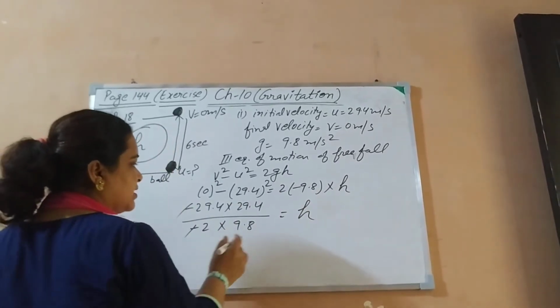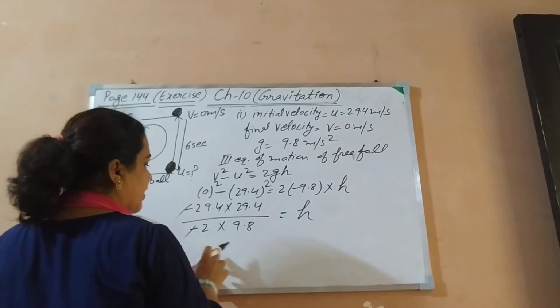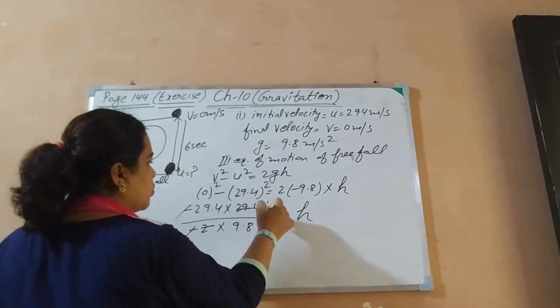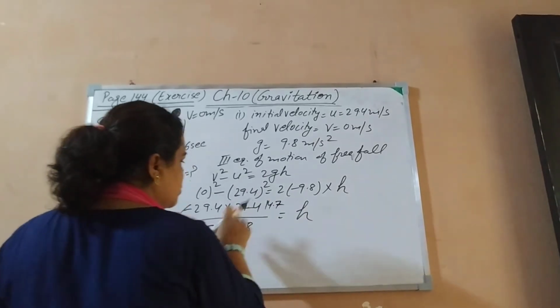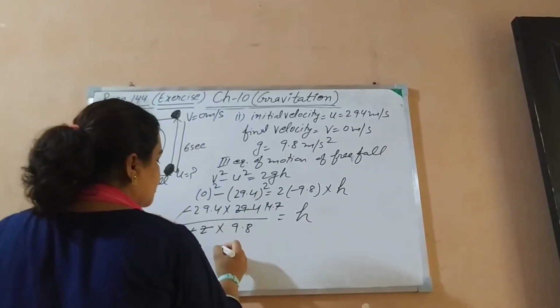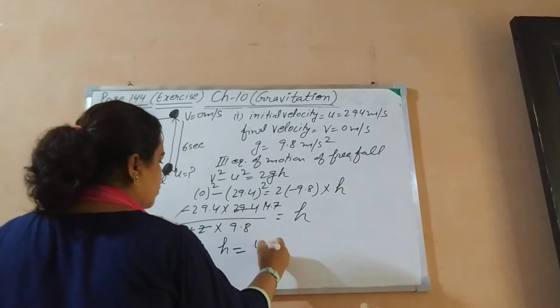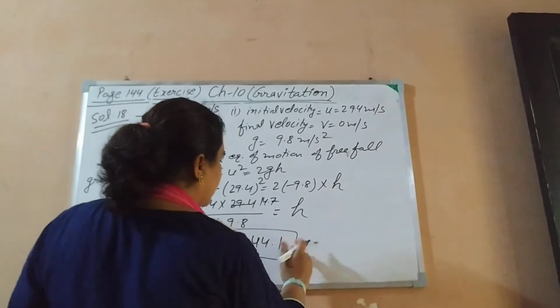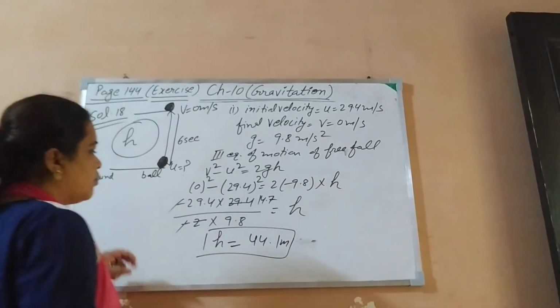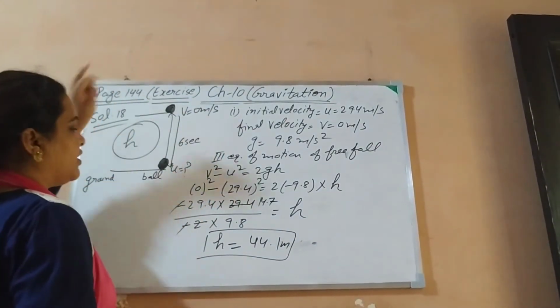Cancel out minus, and we have to solve it. So when you solve it, you will get 4.7. When you calculate these values, you will get height is equal to 44.1 meter. So that is the total height gained by the ball when you throw it vertically upward.